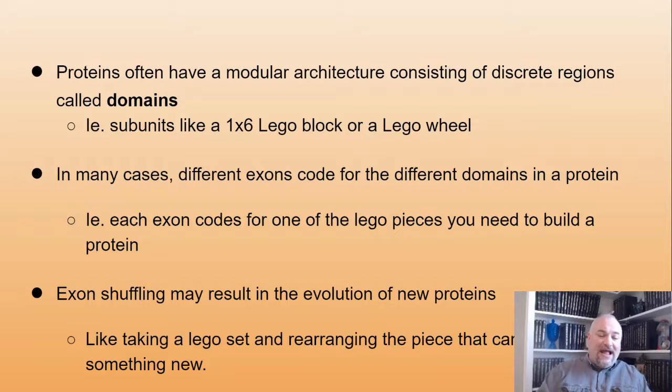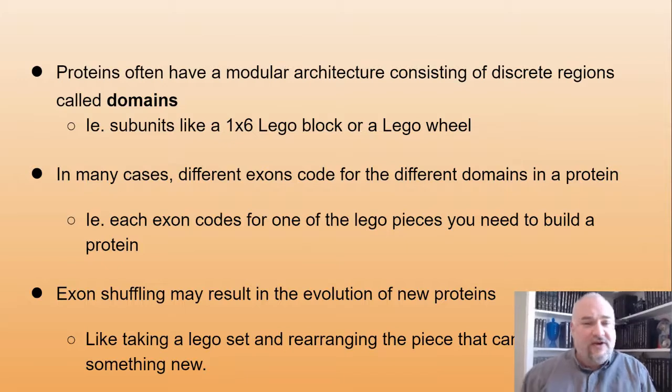In many cases, different exons code for the different domains of our protein. So this exon codes for that 1x6 block. This exon over here codes for a Lego wheel. This exon over here codes for a Lego window. And so you've got all these pieces you need to build your protein. Now, exon shuffling may result in the evolution of new proteins. So it's kind of like you've got your gene and you've got these exons with these different domains that make different shaped chunks of protein, different functional units of what will eventually become a full protein. And you can follow the directions and make that protein do what it's supposed to do.